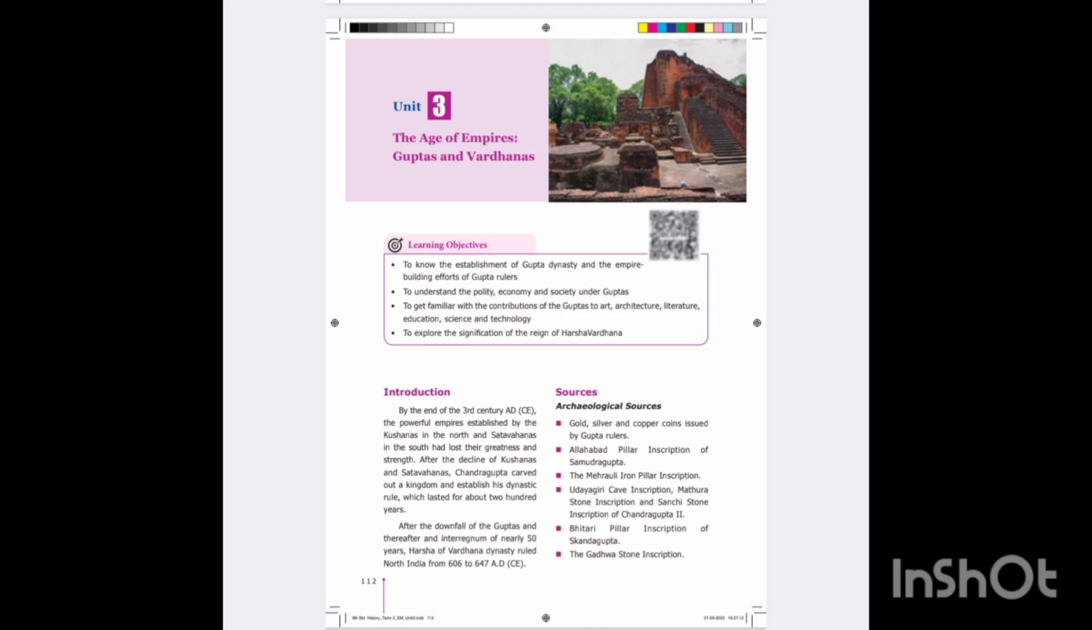Conquests of Harshavardhana. The most popular king of the Vardhana dynasty was Harshavardhana. Harsha ruled for 41 years. His feudatories included those of Jalandhar, Kashmir, Nepal, and Vallabhi. Sasanka of Bengal remained hostile to him.